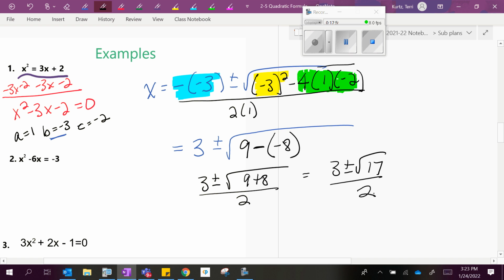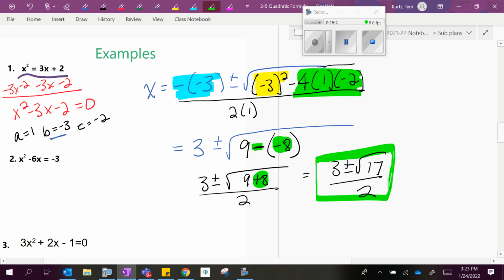So let me show you that again. So when it comes to simplifying this second half of your radical, I always like to put down my minus sign first and then multiply everything else together. If you get a negative number there, then minus a negative number is going to result in you adding. Okay. So I get to this 3 plus or minus radical 17 over 2.